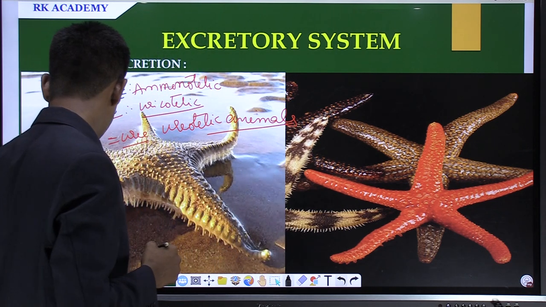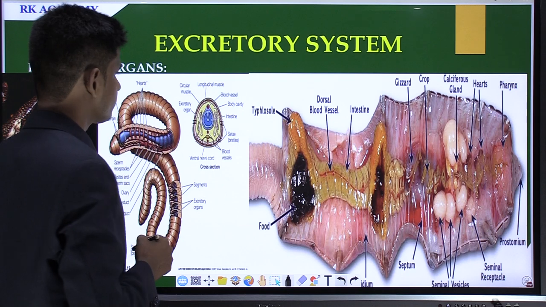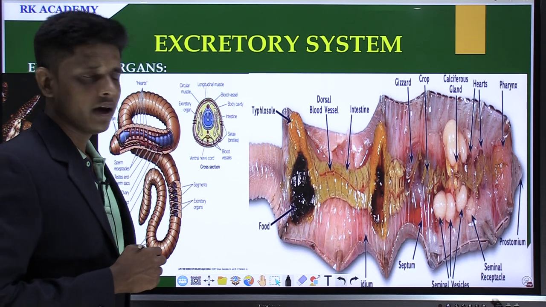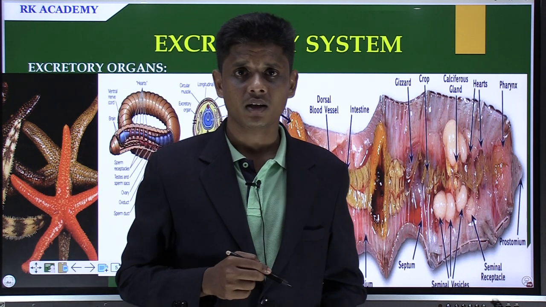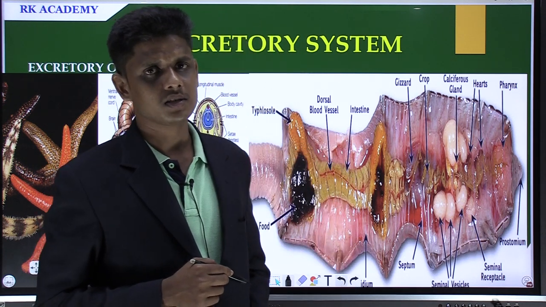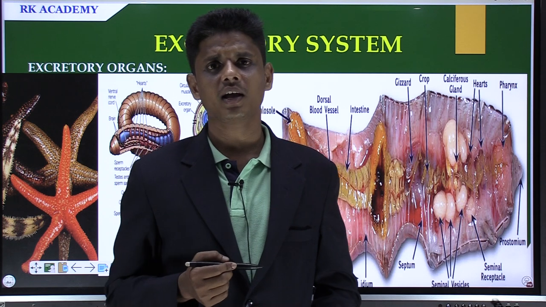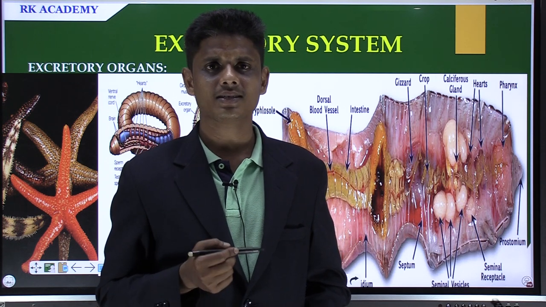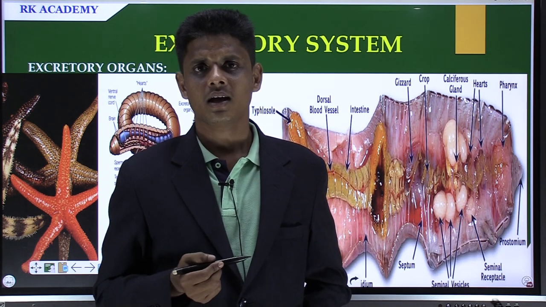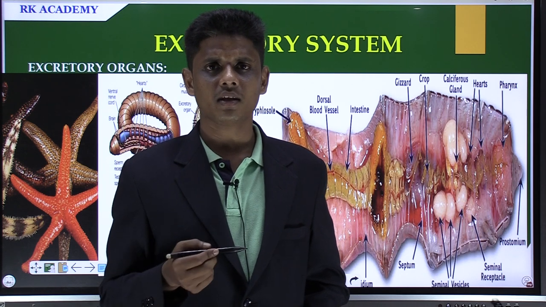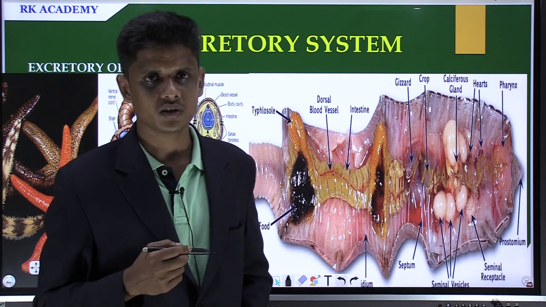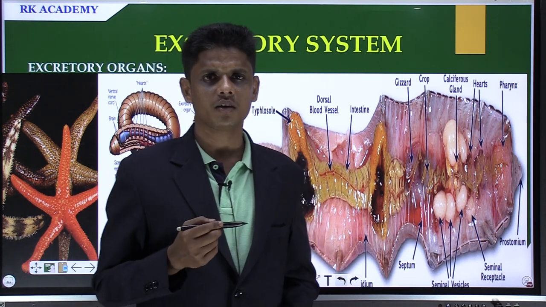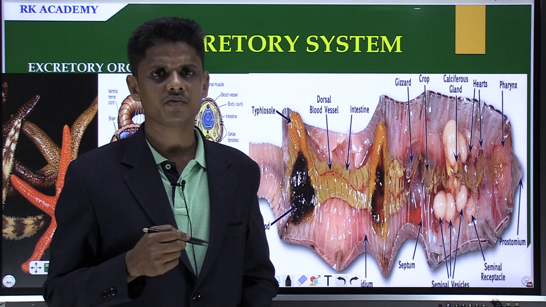Come to the next one: excretory organs. What are the excretory organs involved in excretion? In some organisms, they are nephridia, metanephridia, flame cells, green glands, coxal glands, and in more developed organisms, the kidneys are the major organs which help in excreting waste material from our body.